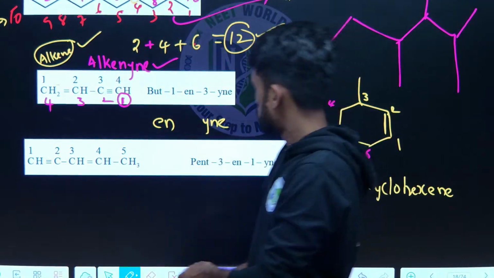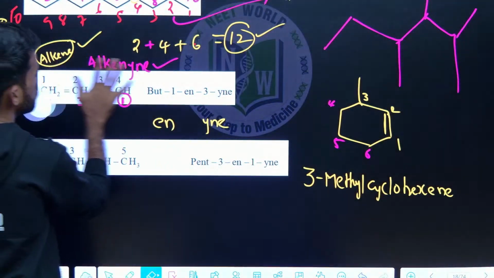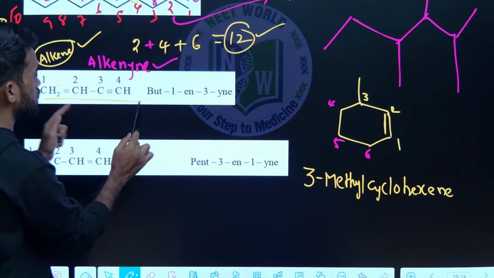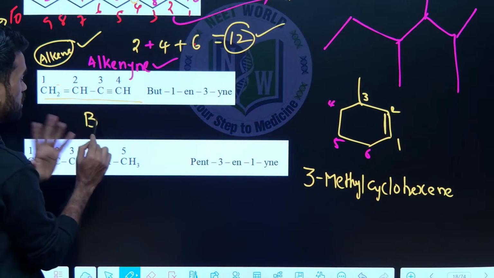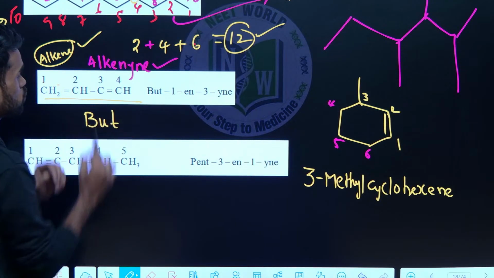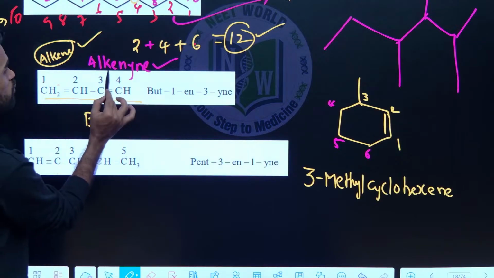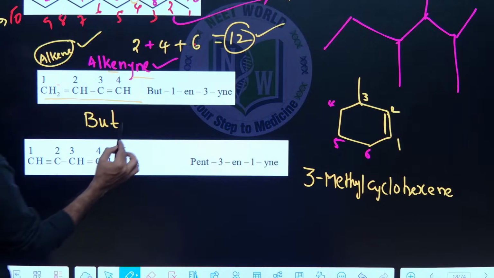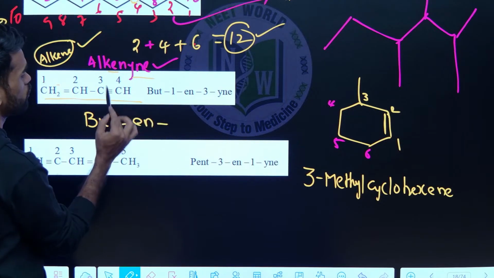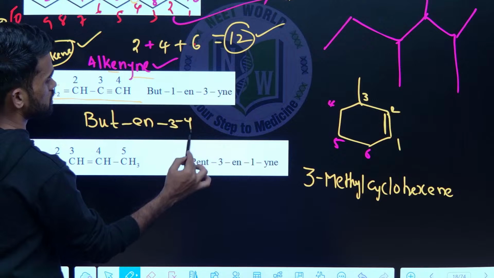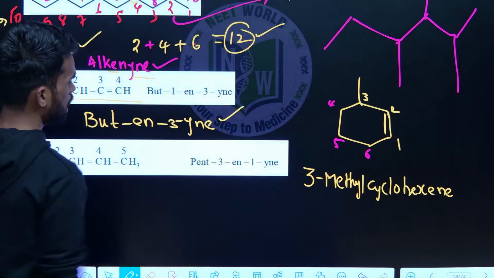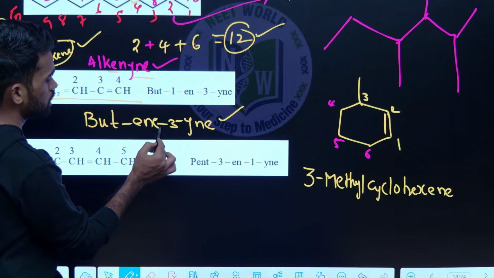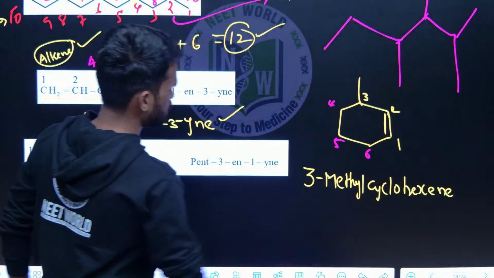Write the name now. What will be the name? Simply you can write the alkene part. How many carbons are there? 4 are there. 4 means but. Then next, what I told you, ene first, then yne. What is the position of the double bond here? 1. So but-1-ene-3-yne. That's it. This is the perfect naming. And if you see, I have dropped the final e over here. That should be done all the time, remember.